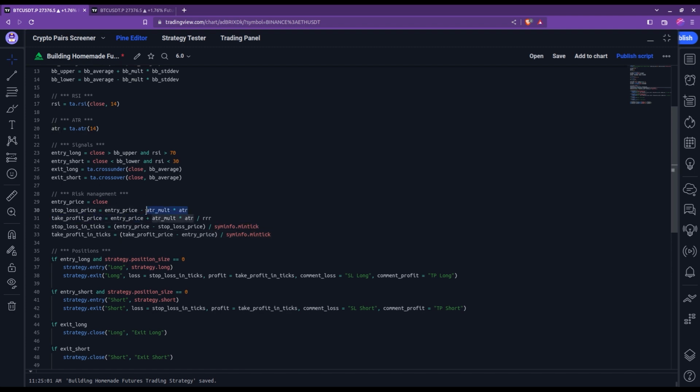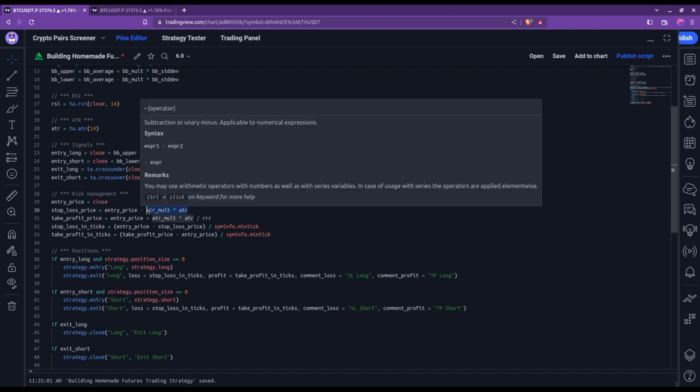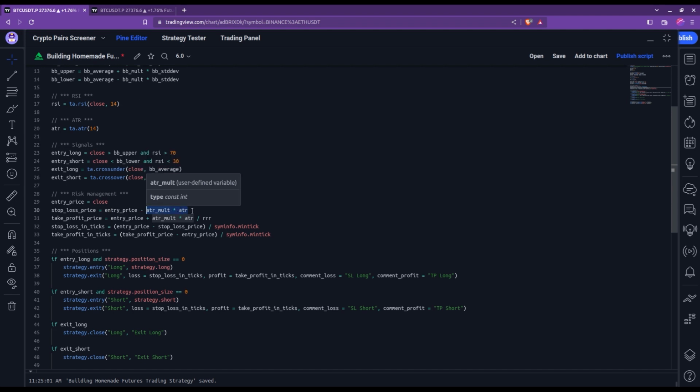So the stop loss price is defined as the entry price minus a multiplier times the ATR, the average true range, which I've computed here, while the take profit price is the entry price plus the same ATR multiplier times the ATR divided by the risk reward ratio. Then note that there is a little conversion to be able to compute the correct levels in terms of ticks to feed the strategy exits that we have here with the loss and the profit for the long, and here the loss and the profit for the shorts.